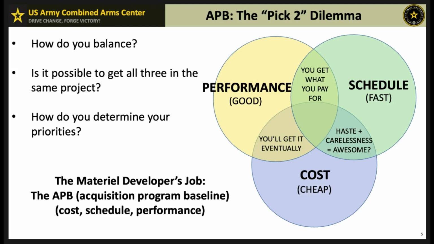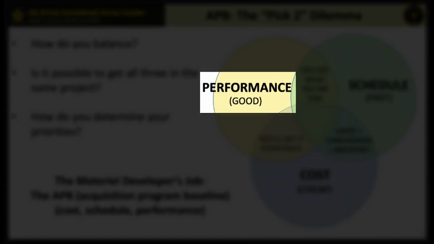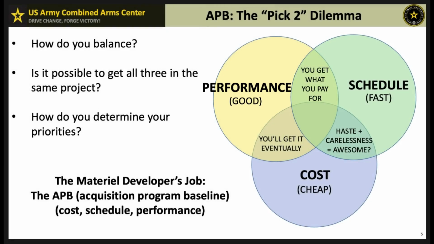The Acquisition Program Baseline, or APB, is a critical document within the Defense Acquisition System, setting the foundational parameters for cost, schedule, and performance in a project. This illustrates the inherent pick-two dilemma faced by project managers and material developers when balancing these 3 elements. Performance, good, represents the quality and effectiveness of the product or system being developed. Prioritizing performance often ensures that the final product meets all required specifications and standards.